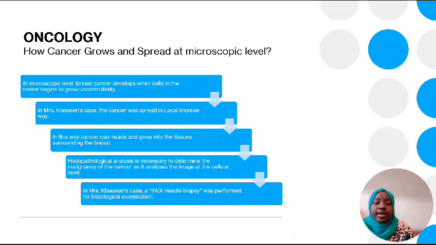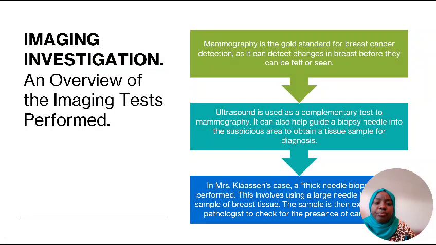Let's take a look at an overview of the imaging performed. Mammography. This is the gold standard for breast cancer detection. It can detect changes in the breast before they can be felt or seen. Ultrasound is used as a complementary test to mammography. It can also help guide a biopsy needle into the suspicious area to obtain a tissue sample for diagnosis.